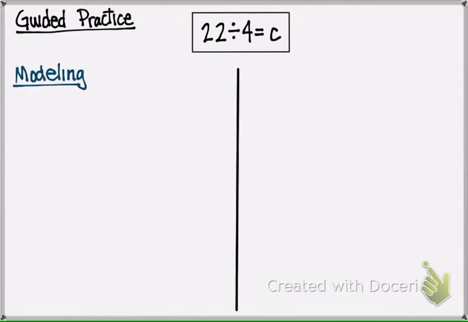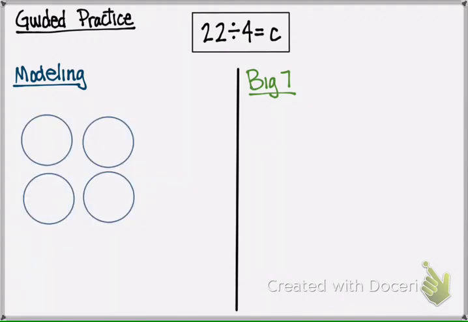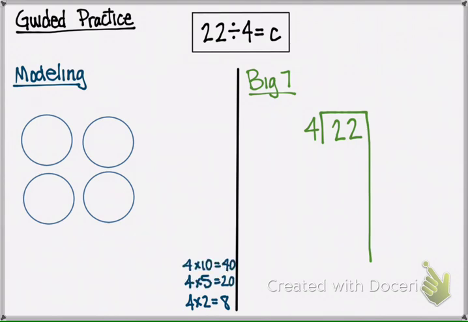Let's do a practice. 22 divided by 4. I'm going to do modeling on one side and big 7 on the other. For modeling, our divisor is 4, so we have 4 different groups. Big 7, our divisor goes on the outside of our 7, and our 22, the dividend, goes on the inside. We can do our landmark numbers. 4 times 2 is 8, 4 times 5 is 20, 4 times 10 is 40. Remember our landmarks are the multiples 2, 5, and 10.